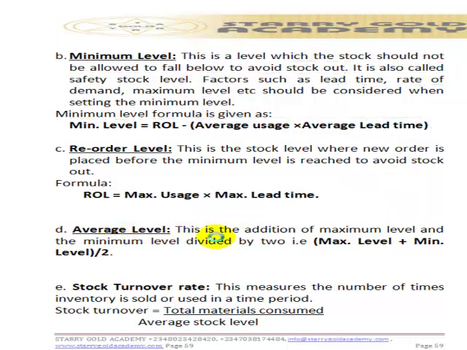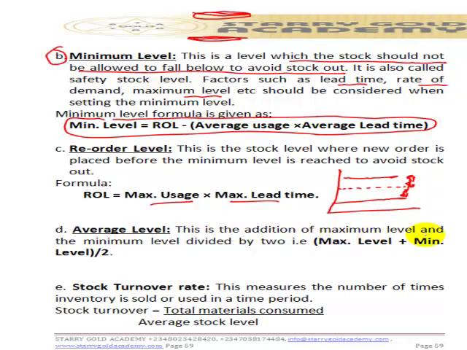Then we have the average level. This is the addition of maximum level and the minimum level divided by 2. That is maximum level plus minimum level divided by 2. The stock turnover rate is another inventory control level, and it measures the number of times inventory is sold or used in a time period. It is given as total materials consumed divided by average stock level.